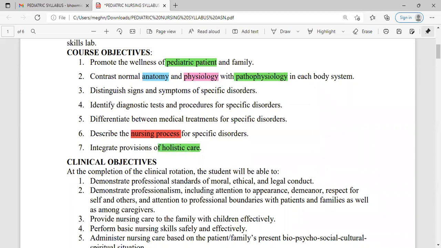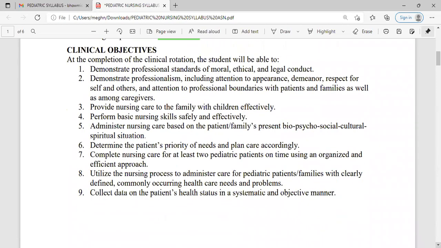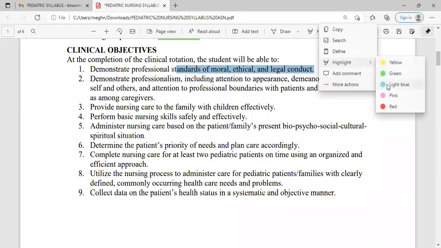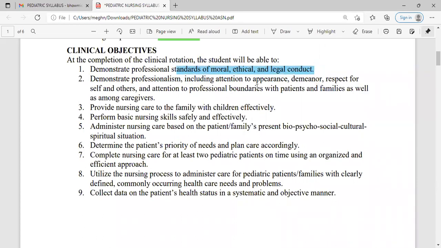What are the clinical objectives? When students come for the last 2 weeks in our school, they will learn some clinical skills and knowledge. So at the completion of the clinical rotation, the student will be able to demonstrate the professional standard of moral, ethical, and legal conduct. So this is actually nursing ethics, right? Morality. What is right, what is wrong?